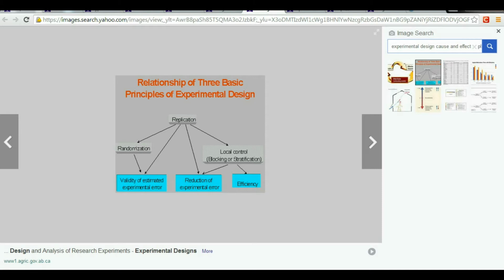And then that last part is control, blocking, or stratification. Suppose that in our blood pressure experiment we notice that gender is a factor in our experiment. For some reason the medication tends to work better for males than females.